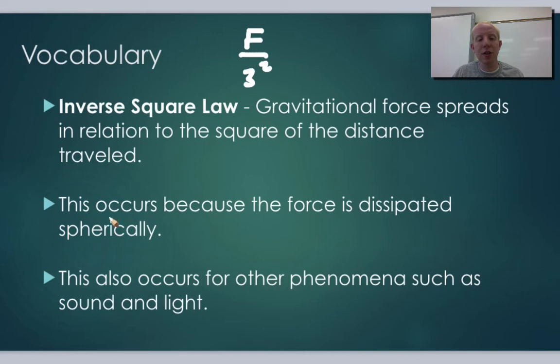And the reason this occurs by the square factor is because the force is dissipated spherically. I want you to think about that for a second. We're not spreading over 2 dimensions. It's not just a circle that's spreading out. It's spreading out over a sphere, because we live in 3 dimensions. So that force is getting spread out over all 3 cardinal directions. And so that's going to affect how much energy or how much force you have. It's really a cool concept once you solidify it in your mind.